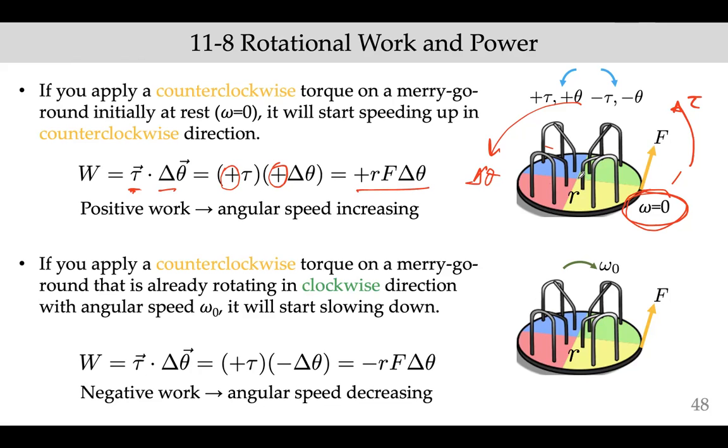The answer will be R times F, this is the torque, times delta theta. Delta theta is the angle that it rotates around itself. So delta theta could be, let's say, 180 degrees, but you wouldn't write 180. You would write pi for 180. If it makes one full rotation, you would write 2 pi. If it makes 5 rotations, you would write 5 times 2 pi.